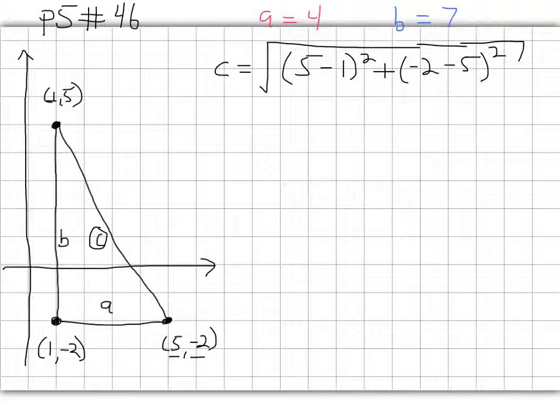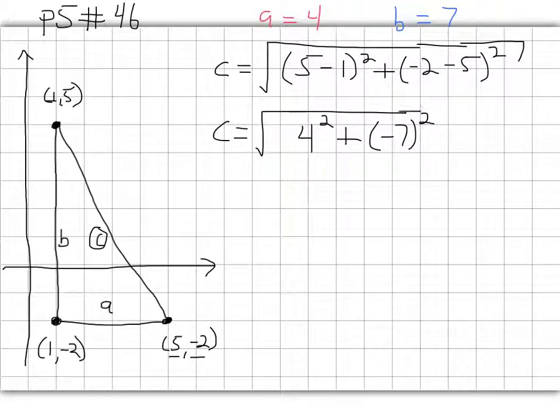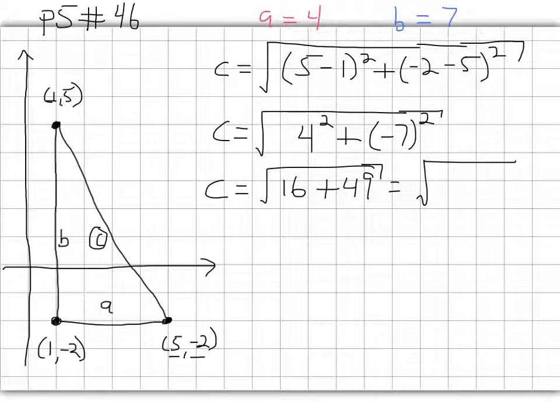Now, doing these subtractions, 5 minus 1 is 4. We have to square that, plus -2 minus 5 is -7. Again, we need to square this. 4 squared is equal to 16. 7 squared we saw before was equal to 49. 16 plus 49: 9 plus 6 is 15, carry the 1. This is 65. Now, it is what it is. So c is just the square root of 65.